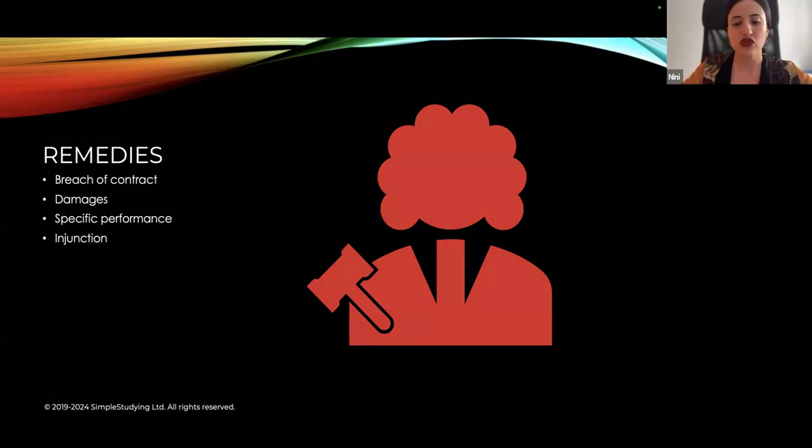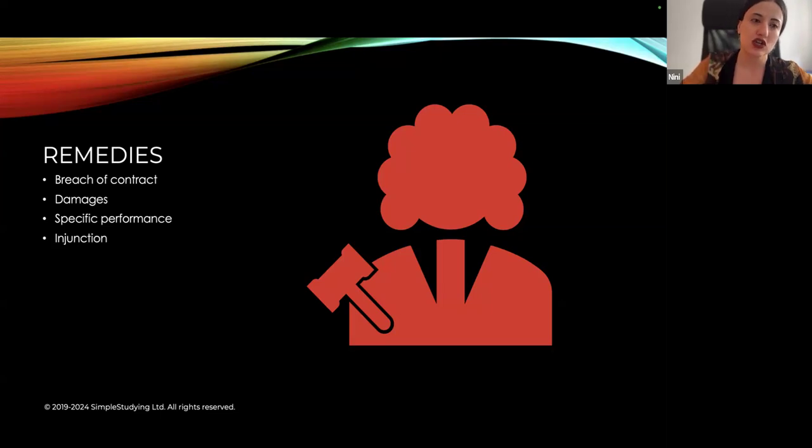Specific performance is to force the party that is at fault to do something specific. For example, in this case, it would be to force A to sell the car to D instead of C. And injunction would be to stop the party at fault from doing something. For example, to stop A from selling the car to another party that is not D.